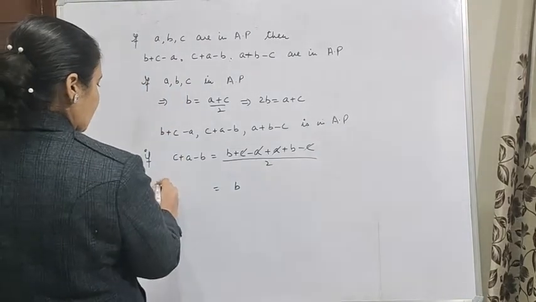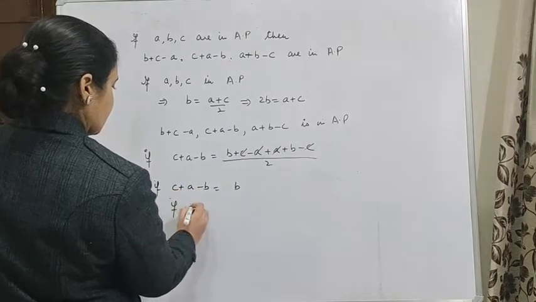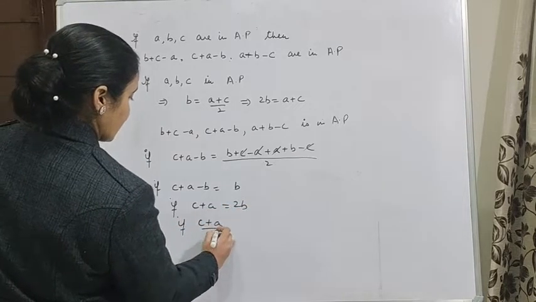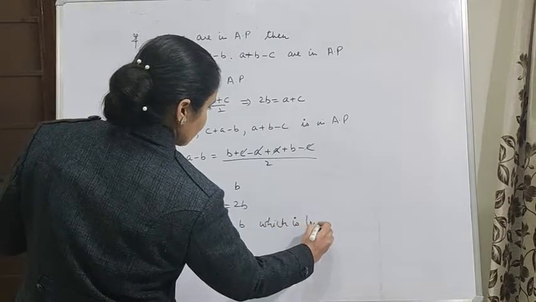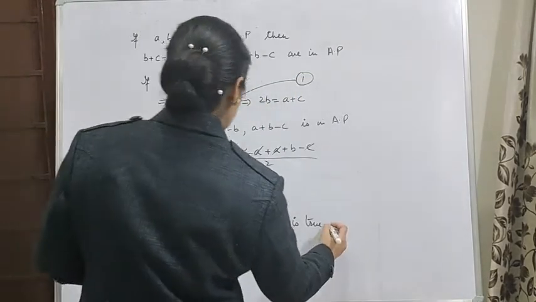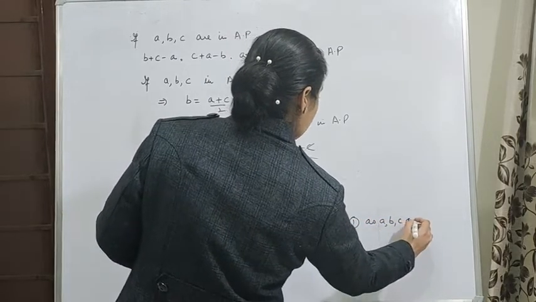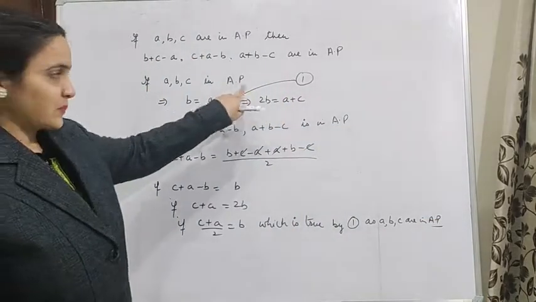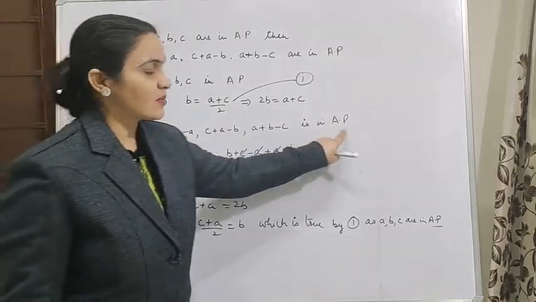So we have to prove if C plus A minus B is equal to B, if C plus A is equal to 2B, if C plus A upon 2 is equal to B, which is true by 1, as A, B, C are in AP. So this is the solution. If A, B, C are in AP, then we have this relation. And we have to prove that these numbers are in AP.